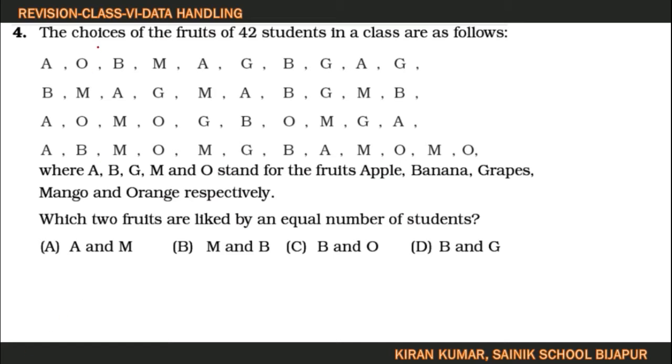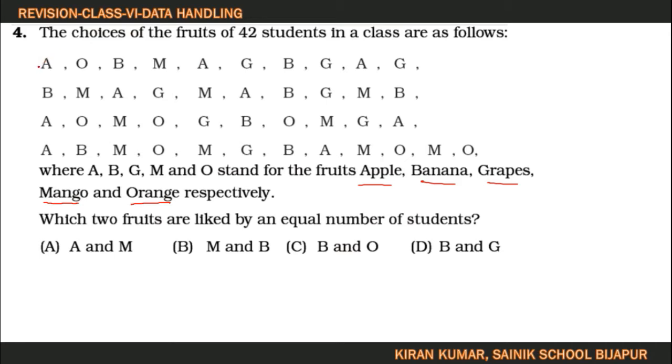Question number 4. The choices of the fruits of 42 students in a class are as follows. Here A represents apple, B represents banana, G represents grapes, M represents mango, O represents orange respectively. Which two fruits are liked by an equal number of students? Here we need to identify how many students like apple, that we need to identify.